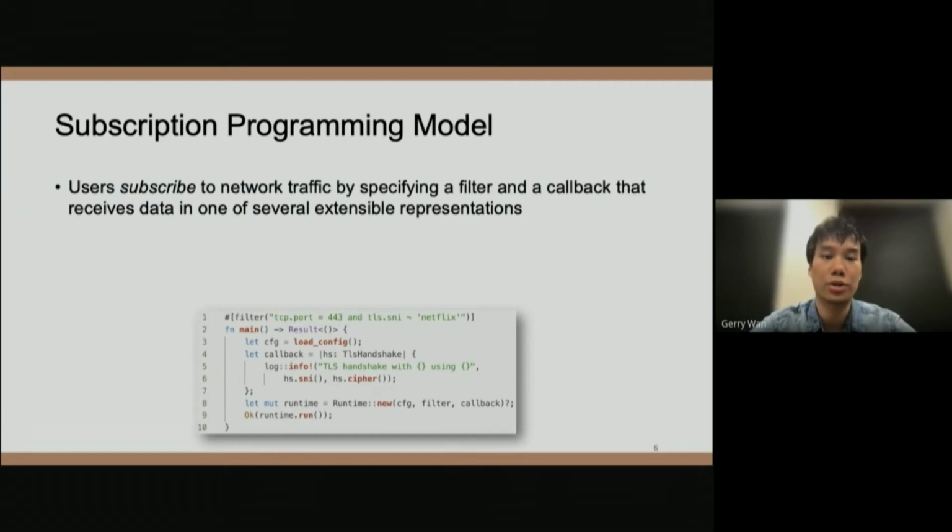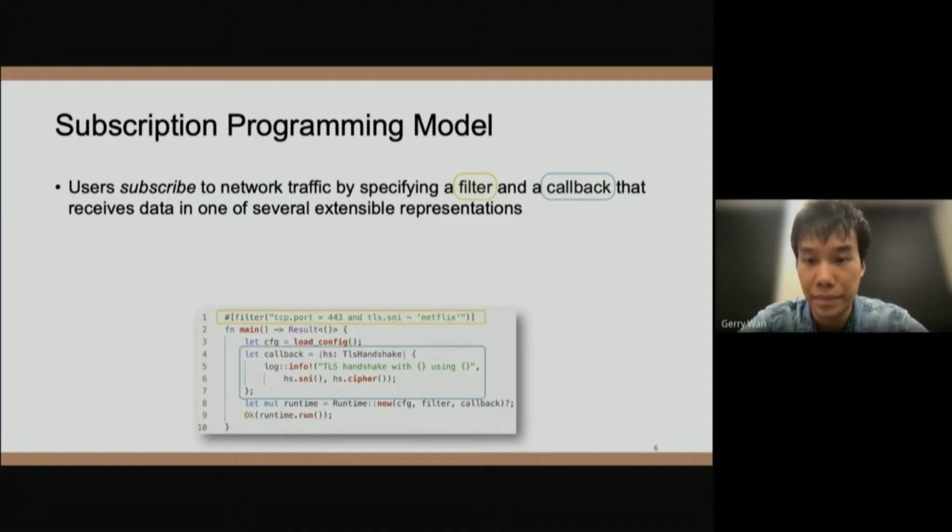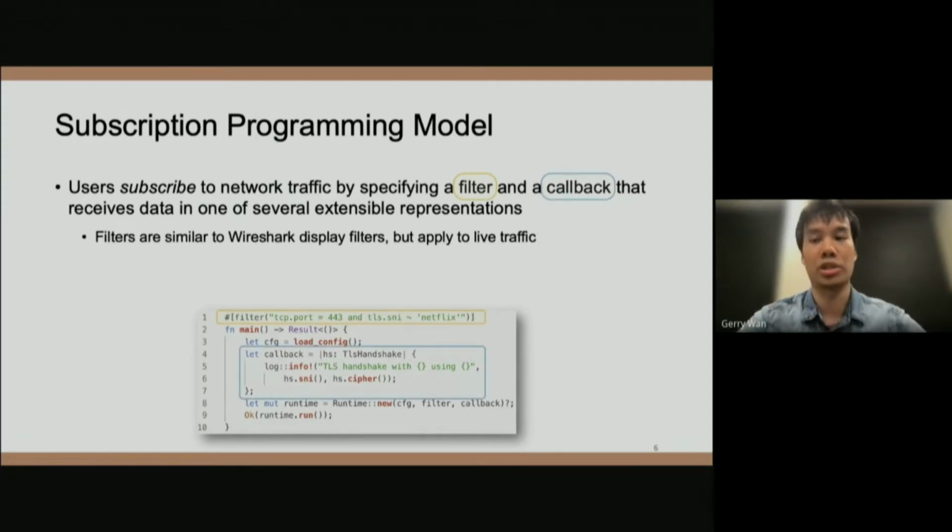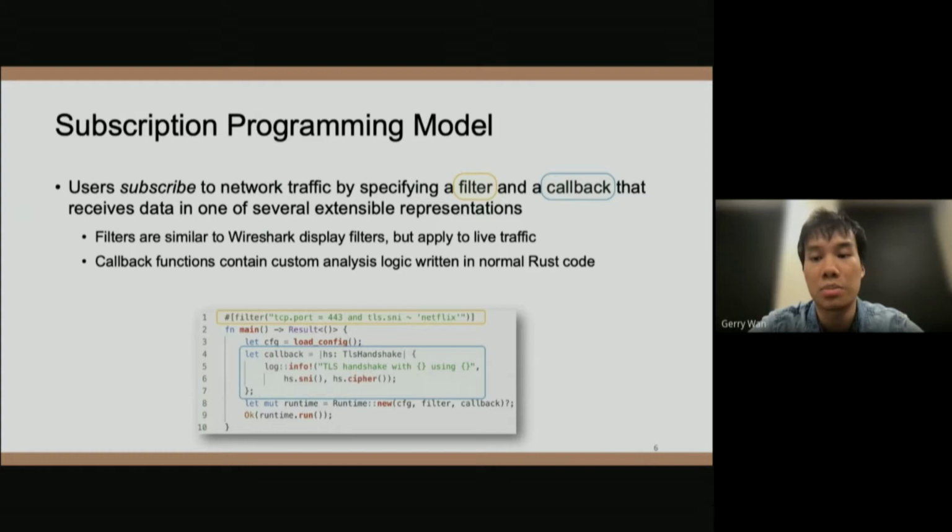The Retina framework uses a simple subscription interface that lets users request a callback on a subset of traffic on a network. And these can range from raw packets to reassembled connections to parsed application layer sessions. So a subscription consists of a filter and a callback. Filters are similar to Wireshark display filters and let users specify the traffic of interest, while callbacks specify some custom analysis logic that's written in normal Rust code.